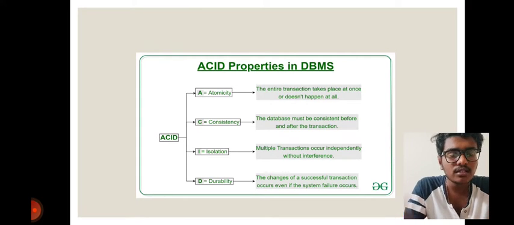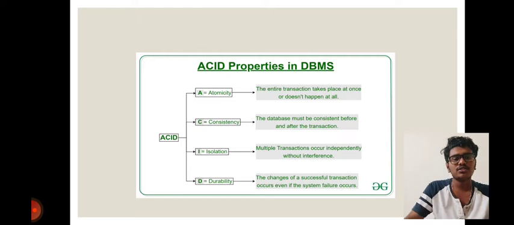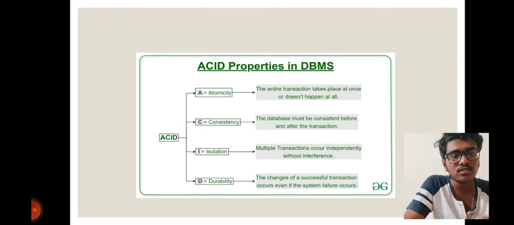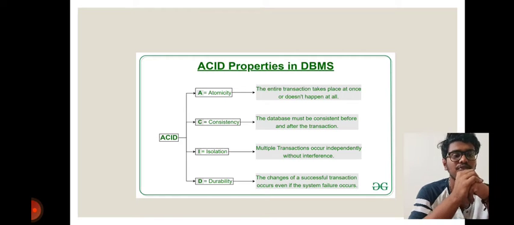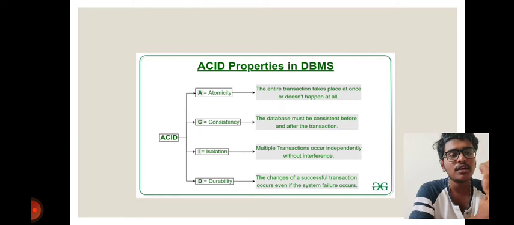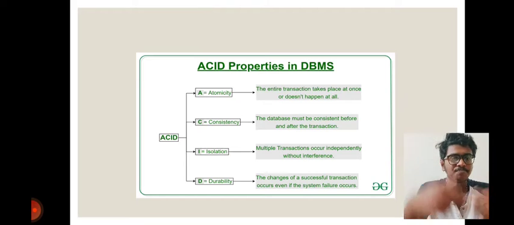And coming to the next, I, isolation. Multiple transactions occur independently without interference. And coming to D, its durability. The changes of a successful transaction occur even if the system failure occurs. So these are about ACID properties.